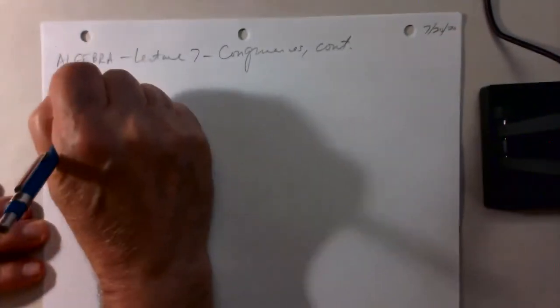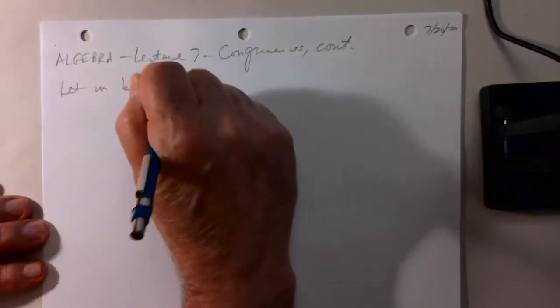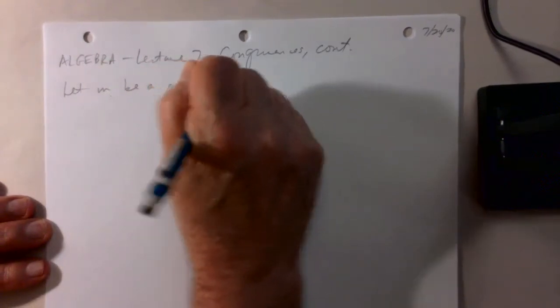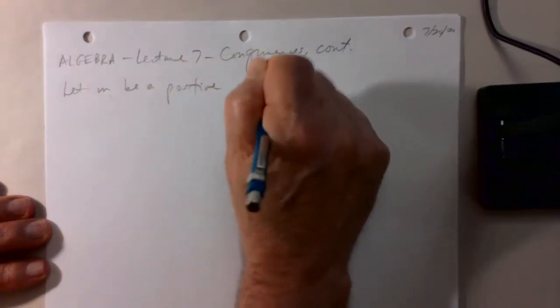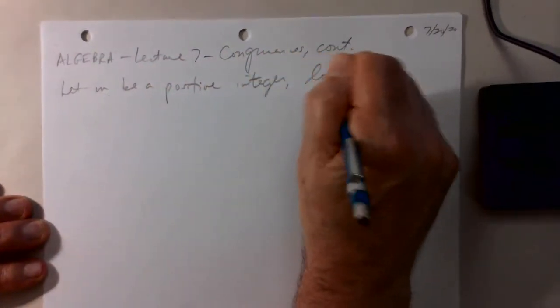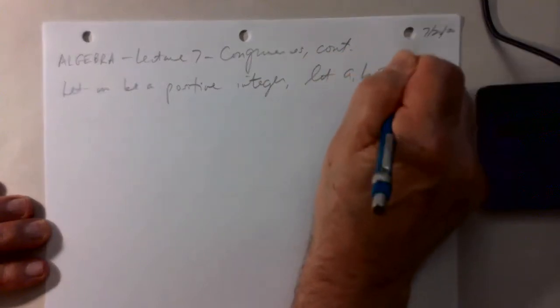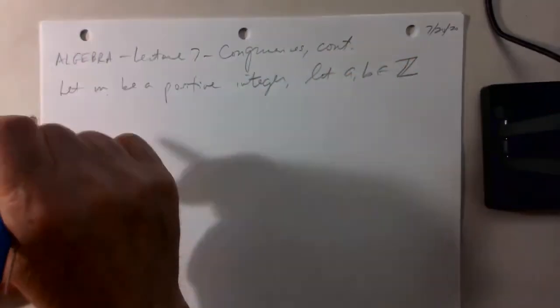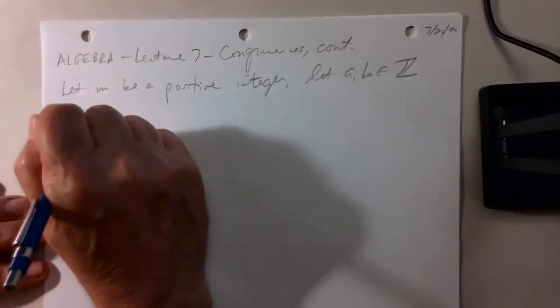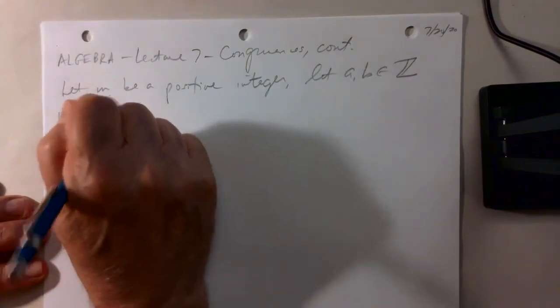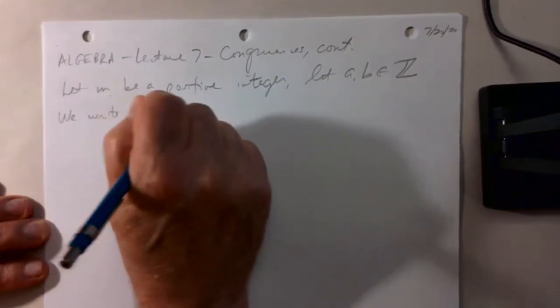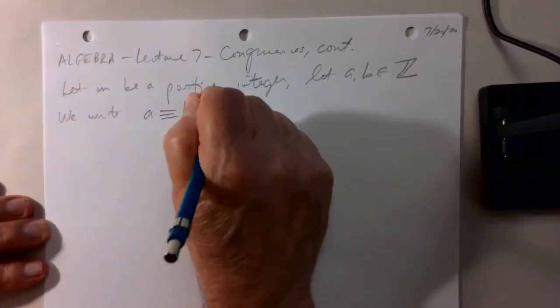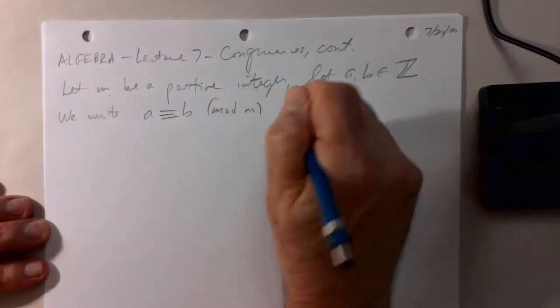This is a continuation of our lecture on congruences, and we'll start with the review. So let M be a positive integer, and let A and B be any integers. Z is the set of integers. We write A congruent to B mod M.